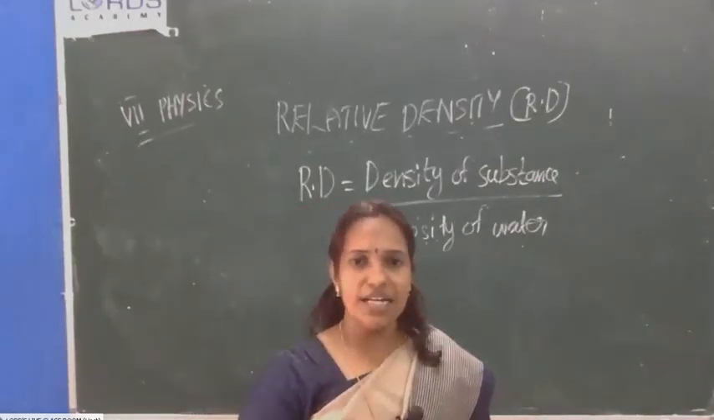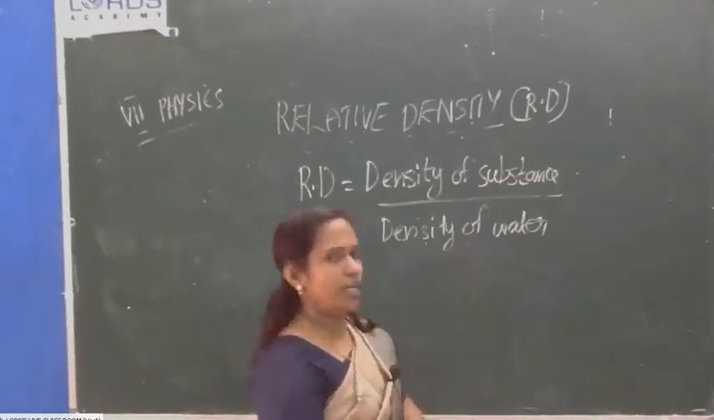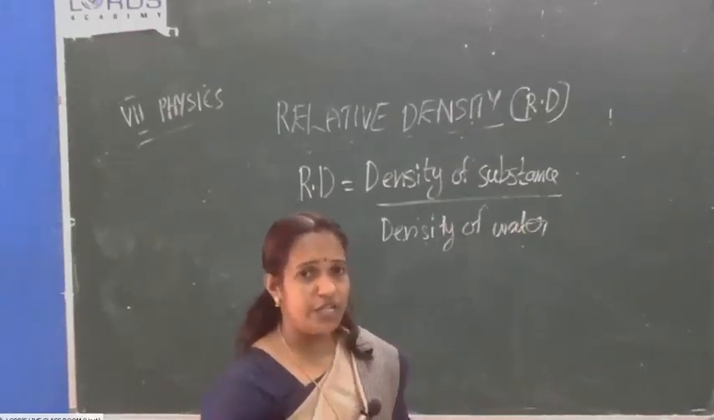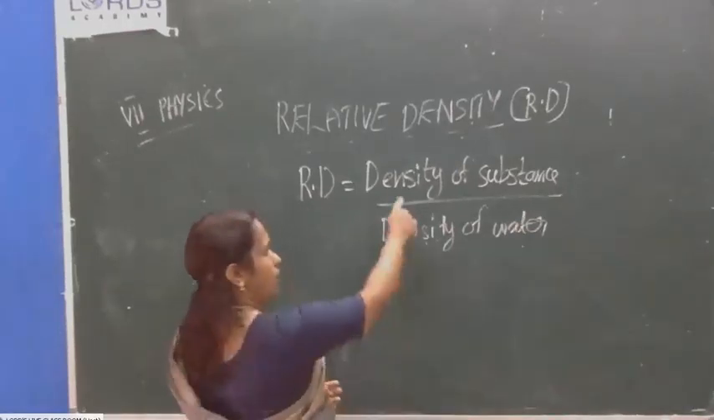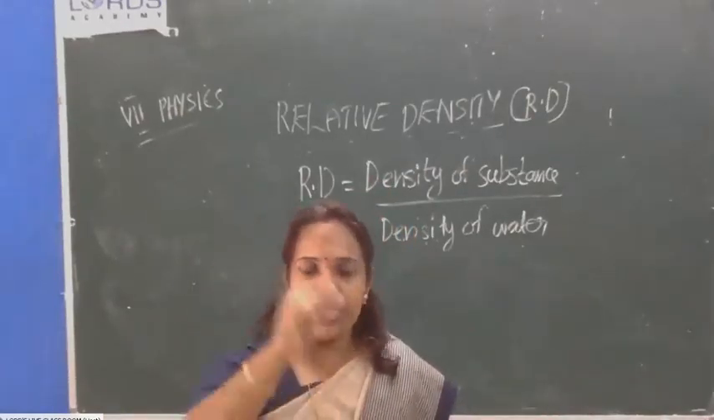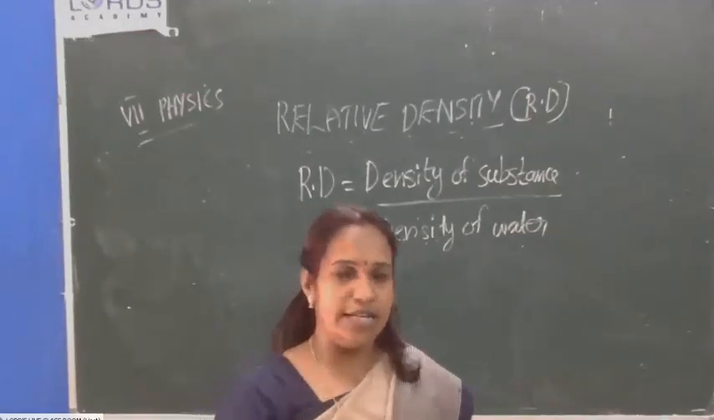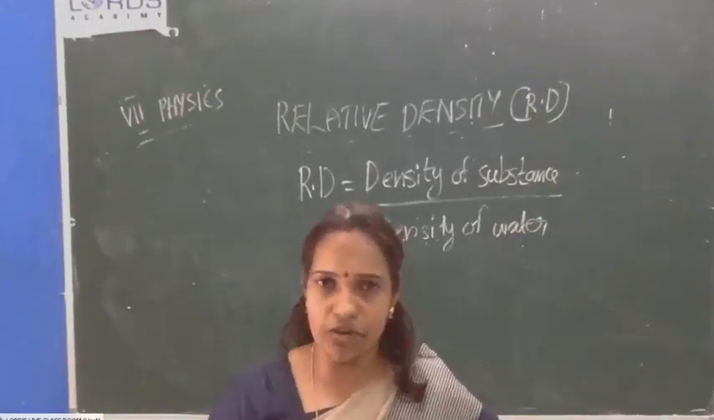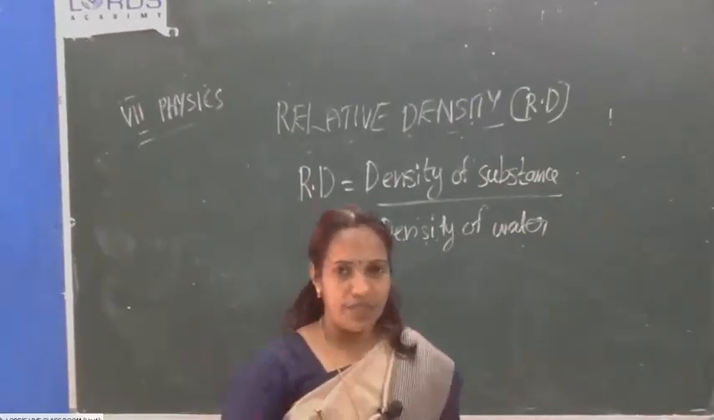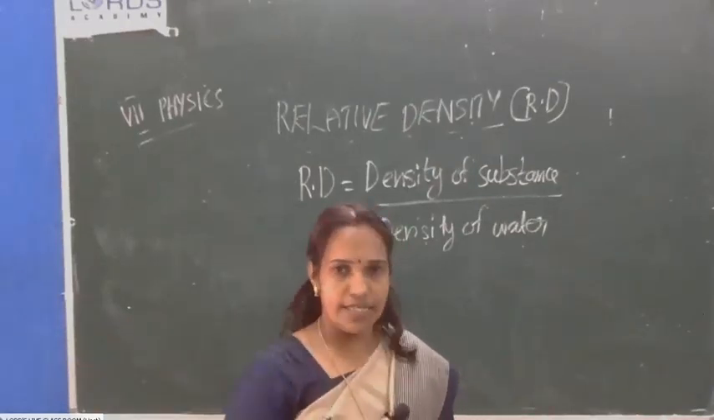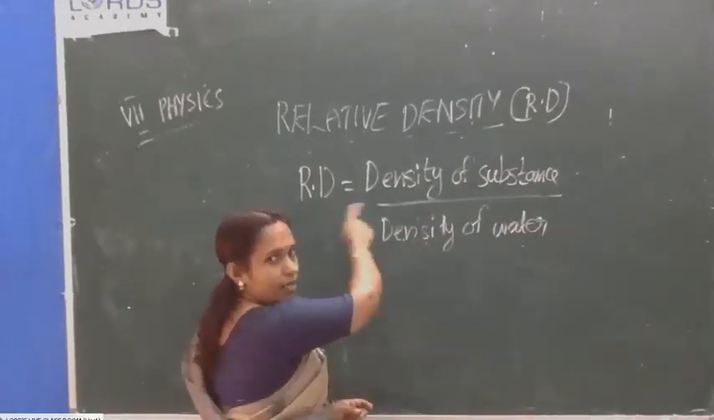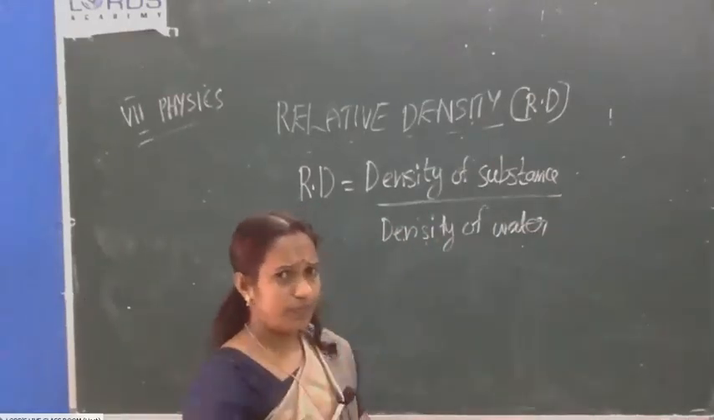Okay, so in the numerical, sometimes the density of water will be given. Otherwise, you should know the standard value: 1 gram per centimeter cube or 1000 kilogram per meter cube. Only the density of substance will be given. Find the relative density. Density of iron is 7.8 gram per centimeter cube. Find the relative density of iron. So you should know density of water. Sometimes it will be given in the question: density of water is equal to 1 gram per centimeter cube. So if it is given or not given, you should know. Clear? Any doubt? No. Okay.